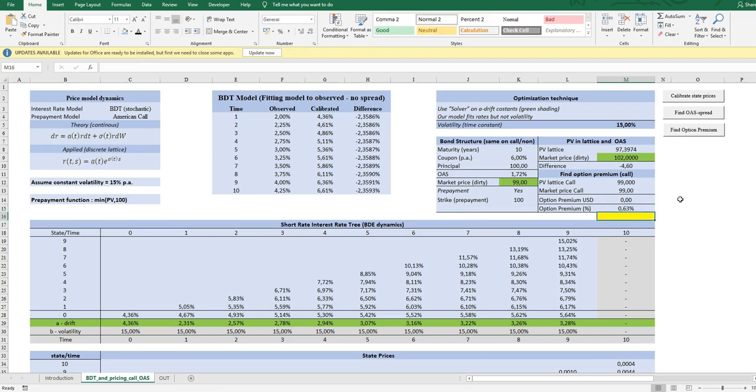So first, build an interest rate tree, price a non-callable bond with the same features as a callable bond, except for the callability, and then price on top of the OAS the callable bond. So here we see 63 and option premium.